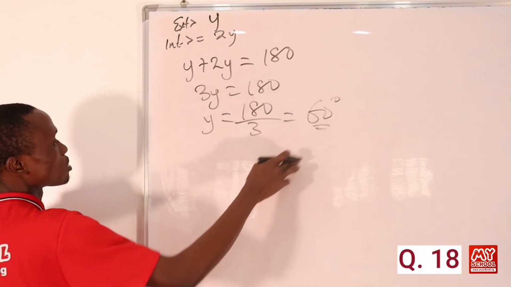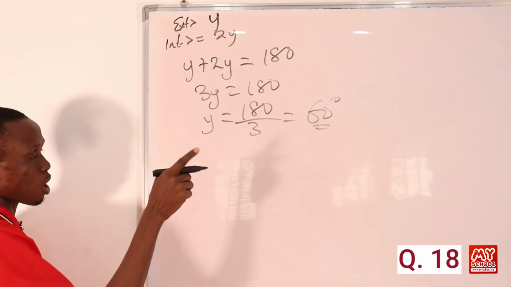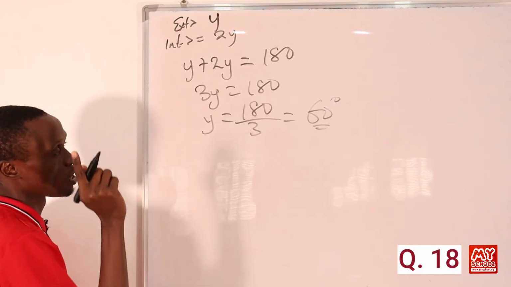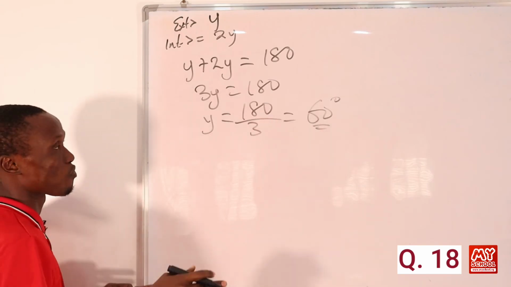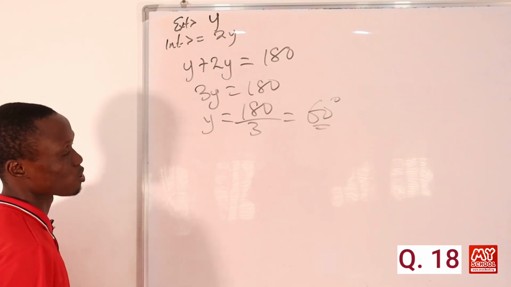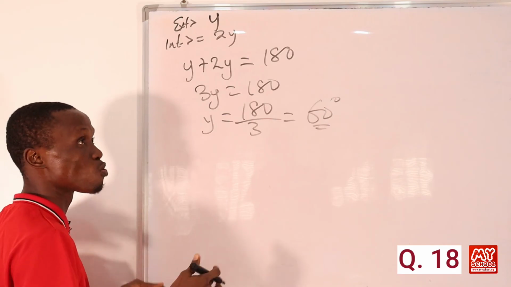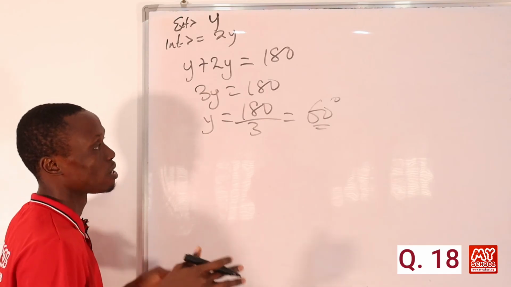Okay, now that we've gotten the value of 60 degrees, remember that this y stands for the exterior angle, so we already know the exterior angle is equal to 60 degrees. But remember that the sum of the exterior angles of a polygon is equal to 360, right? So if I want to get the number of sides and I know any of the angles, I will just divide that 360 by the value of that angle.